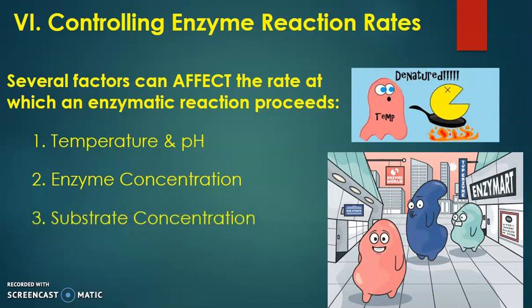The third would be the substrate concentration itself. If you have a lot of enzymes but just a little bit of substrate, well, you're not going to make too much product, correct? So the rate of reaction will be slow. To increase it, you would then increase the amount of substrate.